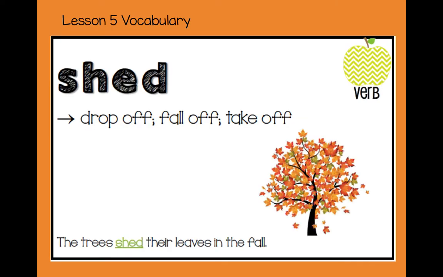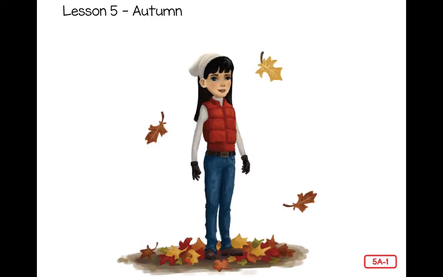Our third vocabulary word is shed. Shed means to drop off, fall off, or take off. For example, the trees shed their leaves in the fall. Our story today is all about autumn. We're going to listen closely to hear how the weather changes from summer to autumn and what activities people do during autumn. During the story, I need your help.